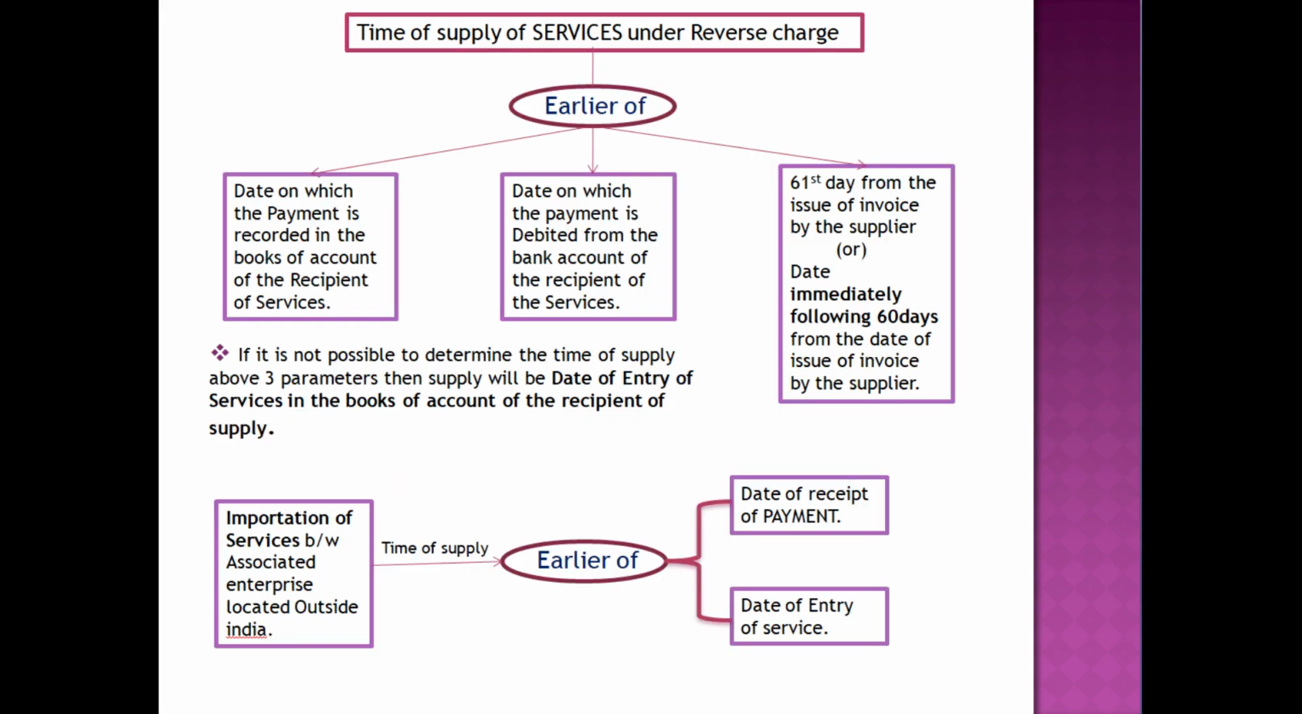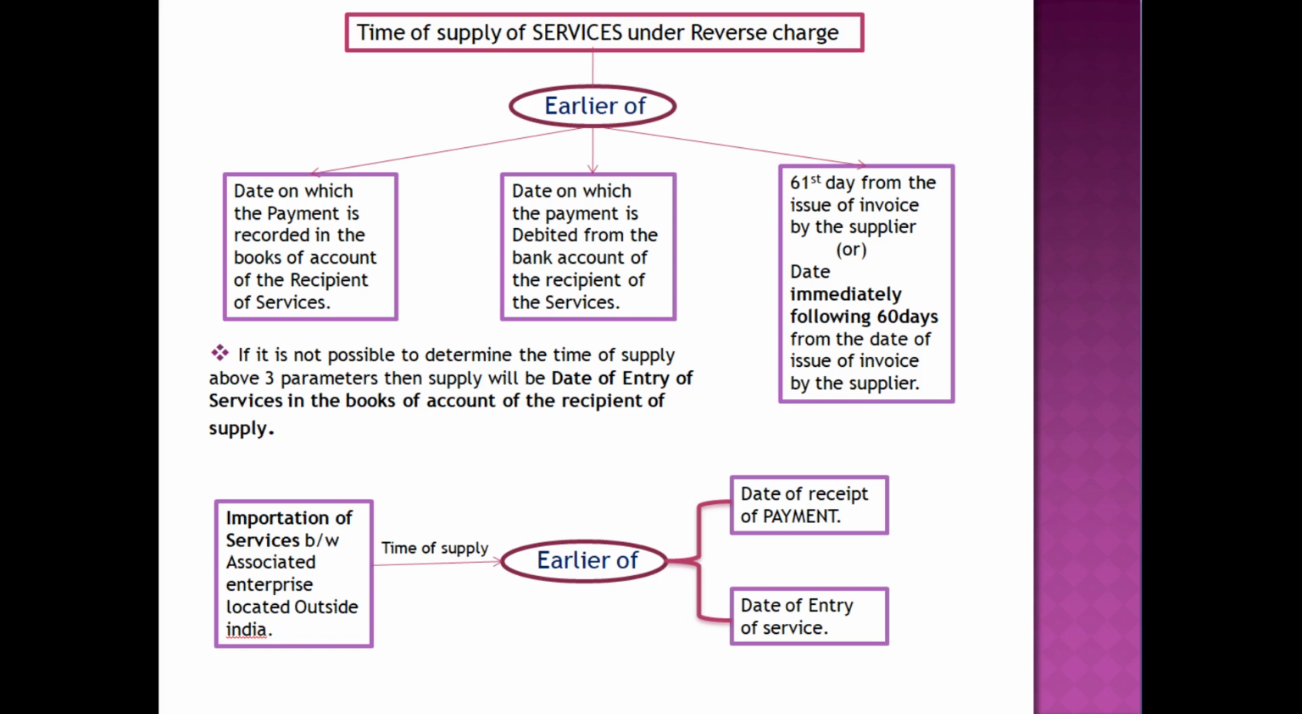And the next topic is time of supply of services under reverse charge. It is also the earlier of these things: the date on which payment is recorded or debited in the books of account of the recipient of services, and the 61st day or the date immediately following 60 days, which means we will calculate from the next day of issuance of invoice by the supplier.